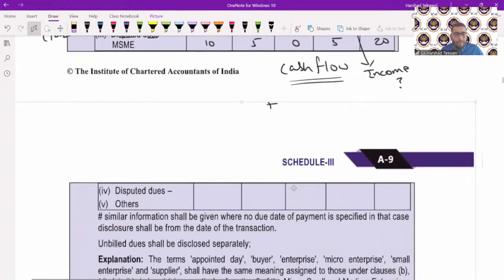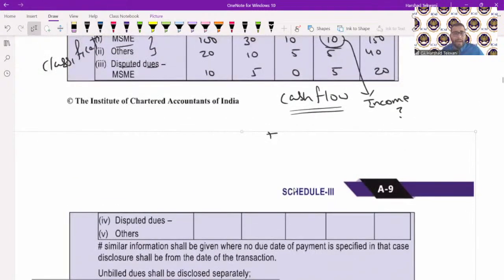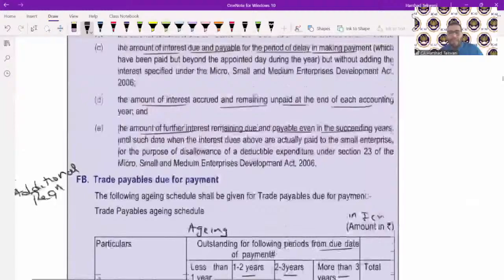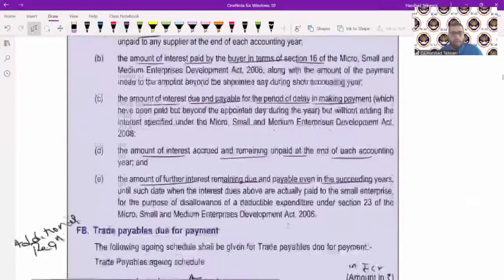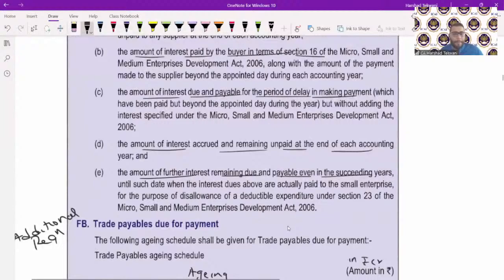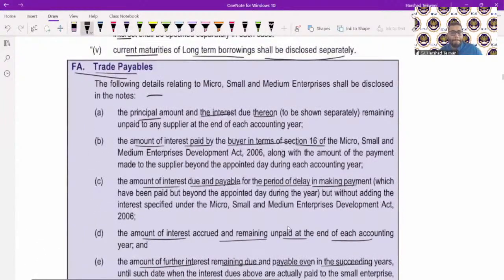So along with that, in disputed MSMEs, disputed others is also required to be disclosed. Let's say 5, 5, 10, and this 10, 20, 40, 150 will match the total of this amount over here, MSME and others.